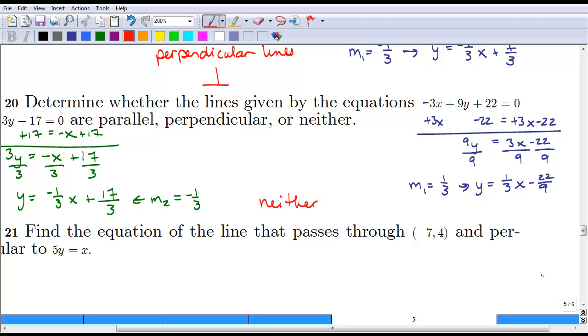If both of them had been positive or negative, then we would have had parallel lines. But in this case, since one is negative and one is positive, we have neither parallel nor perpendicular.